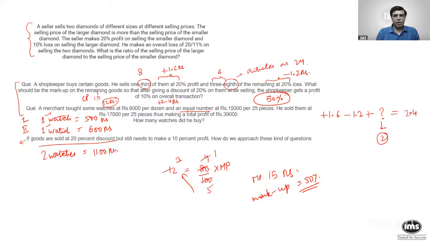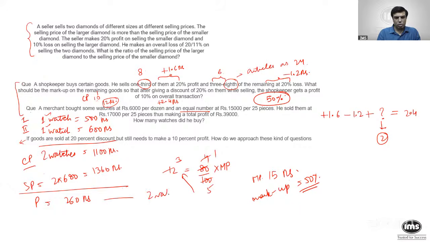And now what he does, he sells them at 17,000 per 25 pieces. 17,000 divided by 25, you get 680. So you are selling one watch for 680. So 2 watches you are going to sell for 1,360 rupees. How much is your profit? It's 260 rupees. Profit is 260 rupees when you buy 2 watches.